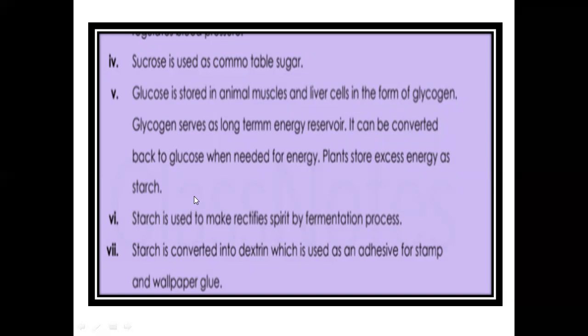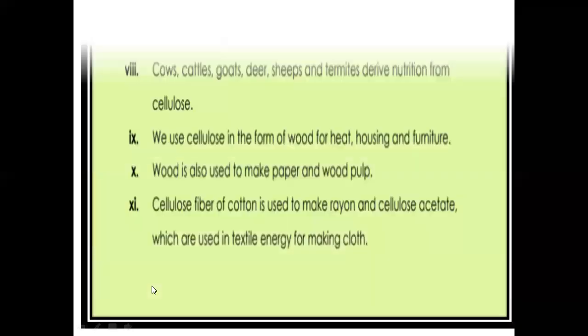Starch is used to make rectified spirit by the fermentation process. Rectified spirit is also called ethanol. Ethanol is called rectified spirit, and it is formed from starch by a process called fermentation. Starch is also converted into dextrose, which is used as an adhesive for stamps and wallpaper glue, like to make glue.